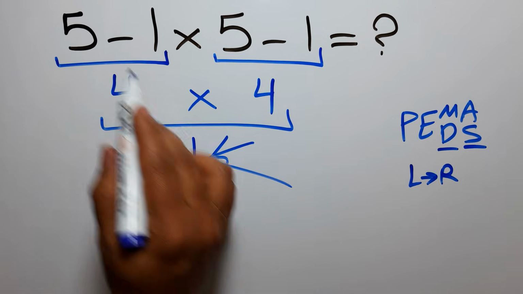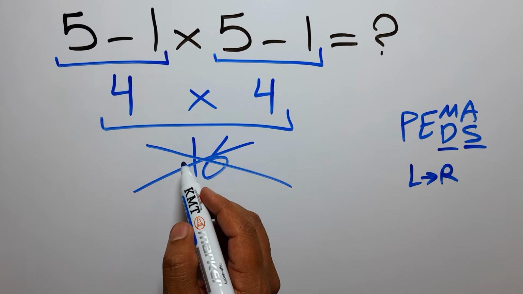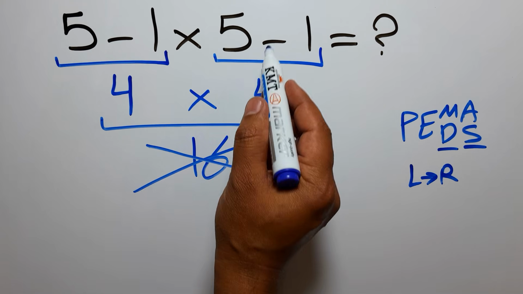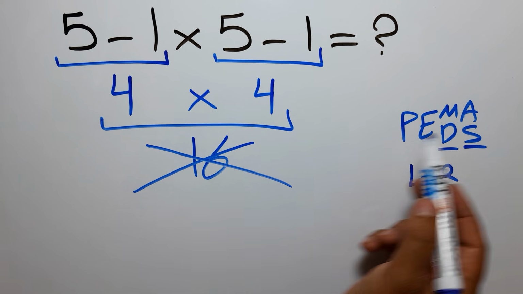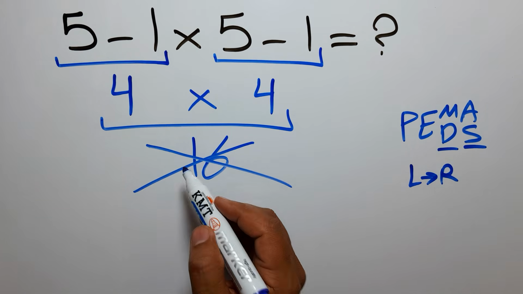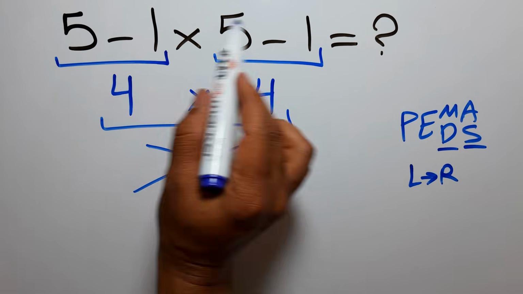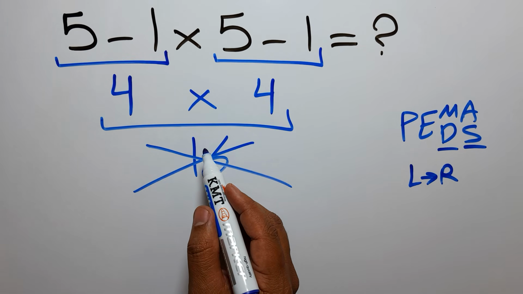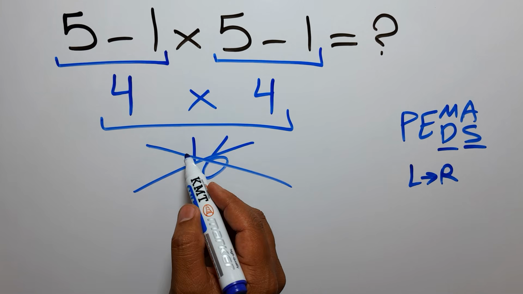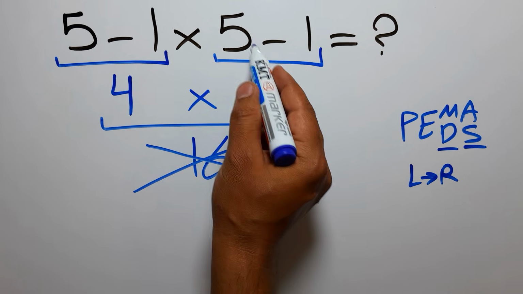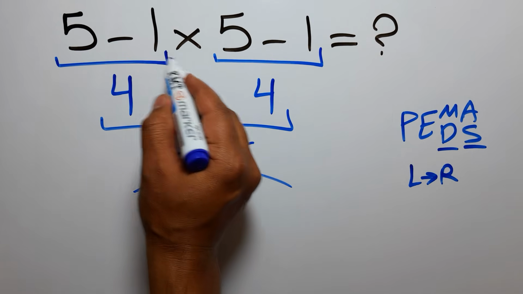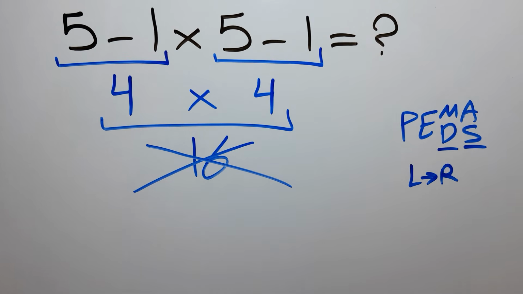In this expression, we have 2 subtractions and 1 multiplication. According to PEMDAS, multiplication has higher priority than subtraction, because multiplication comes before subtraction. And when we have more than 1 subtraction in an expression, we have to work from left to right. So therefore, first we have to do this multiplication, then this subtraction, and finally this subtraction. If we do this subtraction or this subtraction before this multiplication, it is wrong.